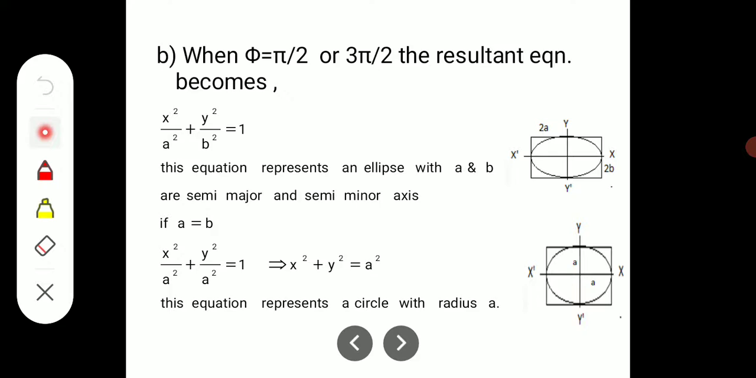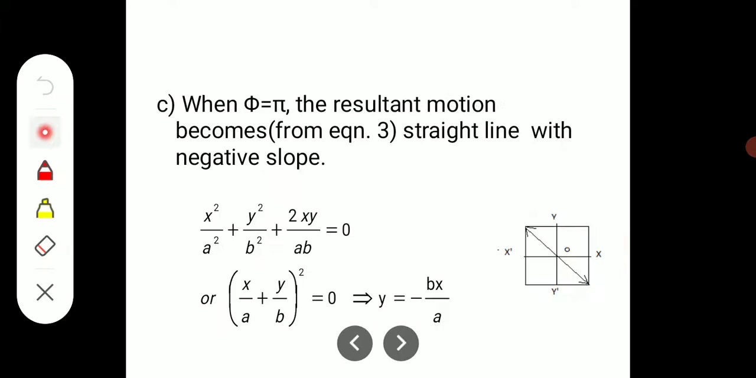When phi is equal to pi by 2 or 3 pi by 2, the resultant equation becomes x square by a square plus y square by b square is equal to 1. This equation represents an ellipse, where a is the semi-major axis and b is the semi-minor axis. So this is 2a and this one is 2b. And if a is equal to b, if the amplitudes are equal, then the equation becomes x square plus y square is equal to a square. This equation represents a circle with radius a.